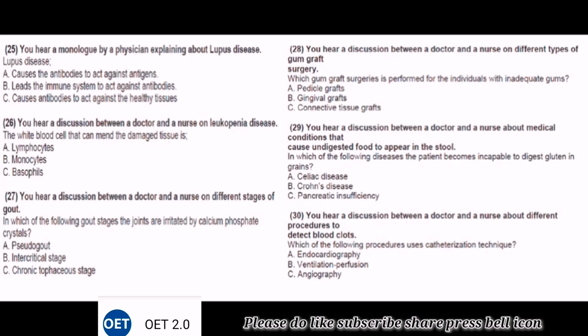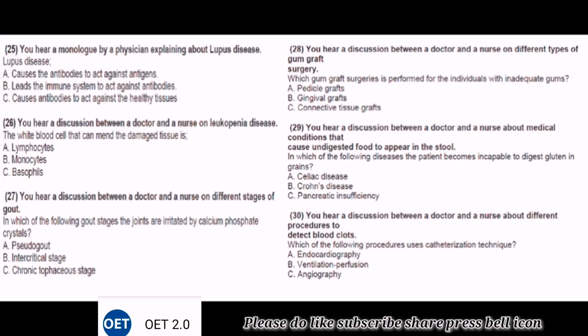Doctor, please, can you explain medical conditions that cause undigested food to appear in the stool? Well, if a patient is having pancreatic insufficiency, it means they lack enzymes resulting in the inability to break down the food. Crohn's disease is a type of inflammatory bowel disease that causes inflammation in the digestive tract that can result in severe abdominal pain, diarrhea, and malnutrition.